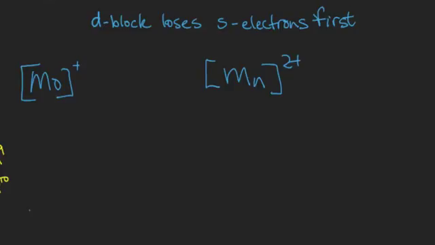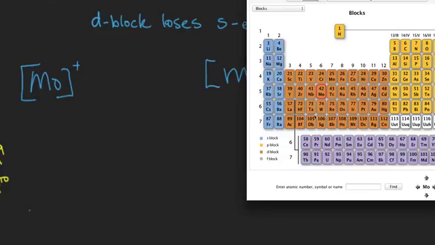Today we're going to be discussing the electron configuration of cations using these two examples. So let's look at molybdenum. Molybdenum is one of the interesting ones because it borrows an electron from the s orbital to give you a half-filled subshell for the D block.